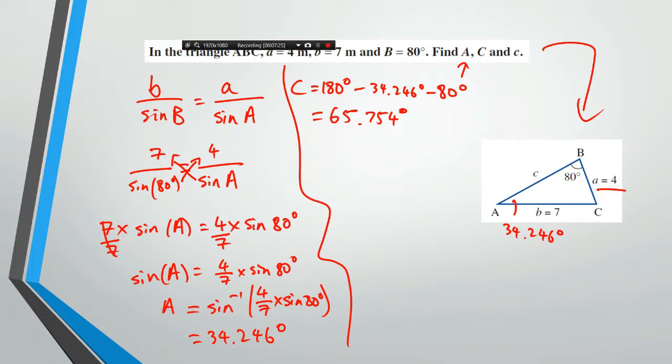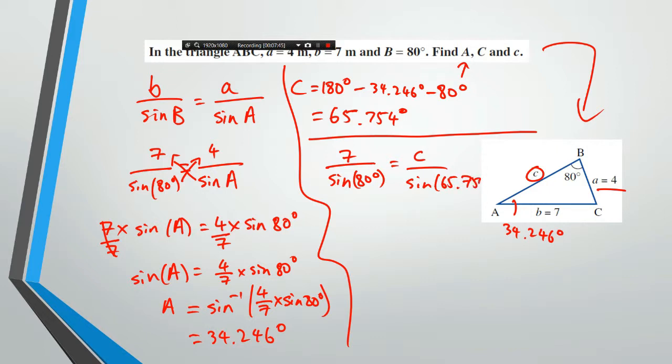Alright, last step, we need to find the small c. So, same thing, we'll write out the ratio for b. So we have 7 over sine of 80 degrees equals small c over sine of 65.754 degrees.